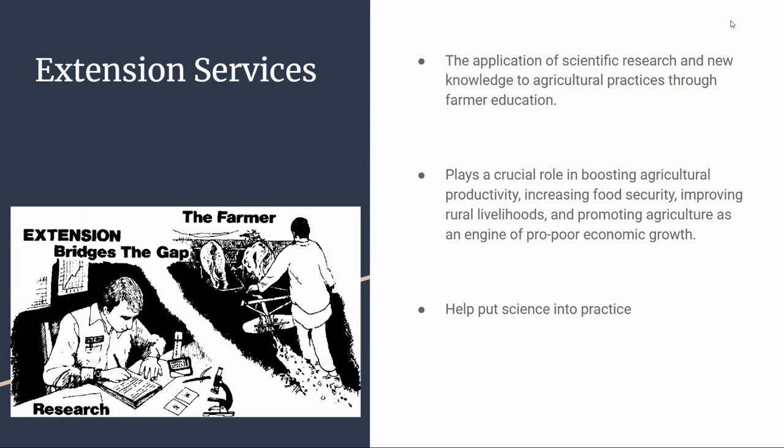And then the last slide is Ag Extension Services. Extension services provide the application of scientific research and new knowledge to agricultural practices through farmer education. They play a crucial role in boosting agricultural productivity, increasing food security, improving rural livelihoods, and promoting agriculture as an engine of pro-poor economic growth. It also helps put science into practice, and these extension services help on local level, state level, and nationwide levels.